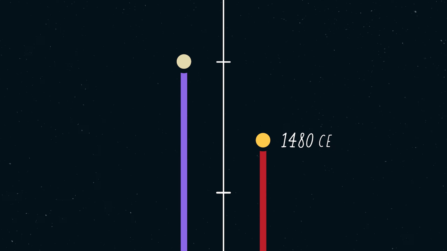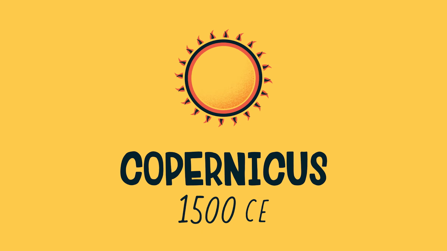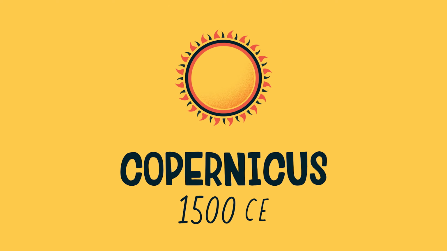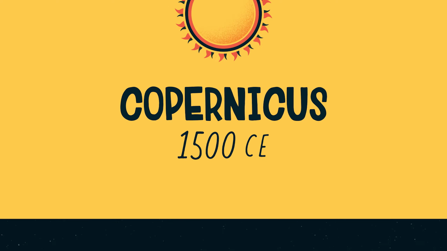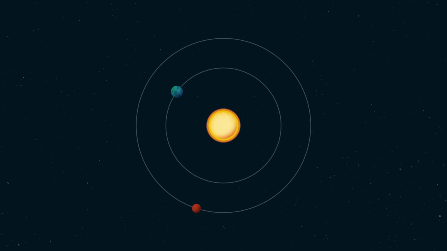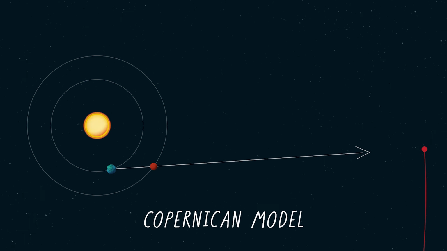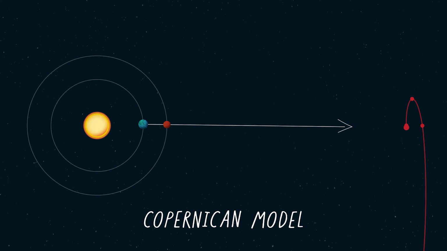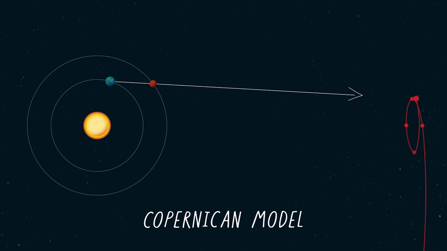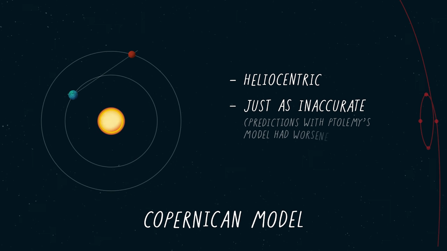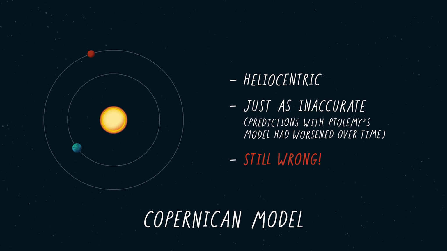Around 1500 CE, Nicholas Copernicus was the first to develop a heliocentric model of the solar system, with the Sun at the center. His model explained retrograde motion in a simpler way, as a perception illusion caused by the Earth overtaking Mars in its orbit. However, his model wasn't any more accurate than Ptolemy's, still requiring epicycles to predict planetary positions.